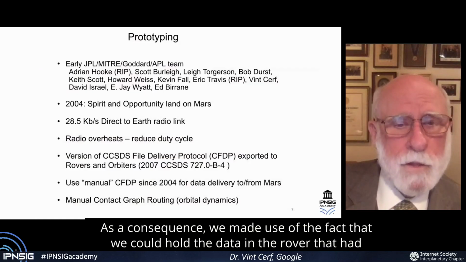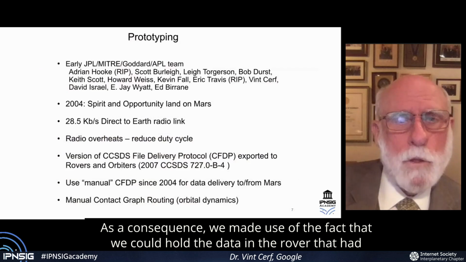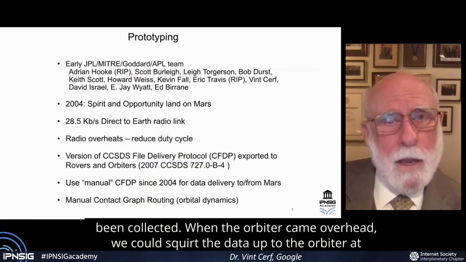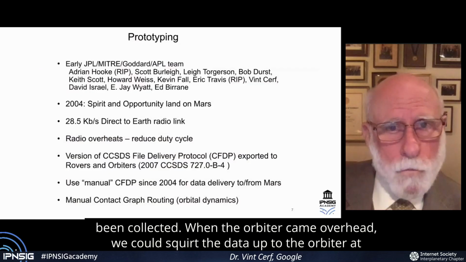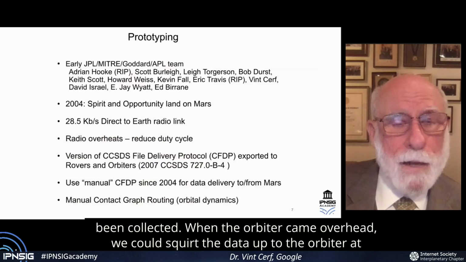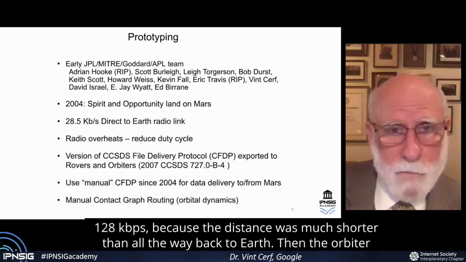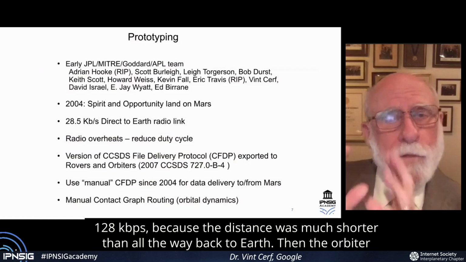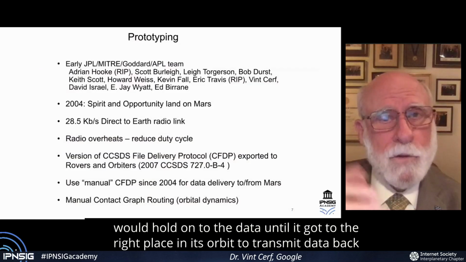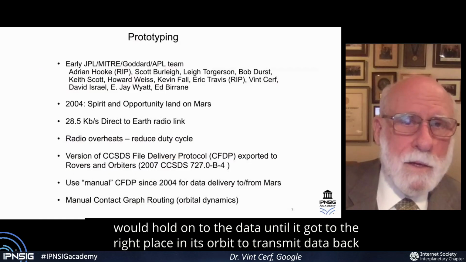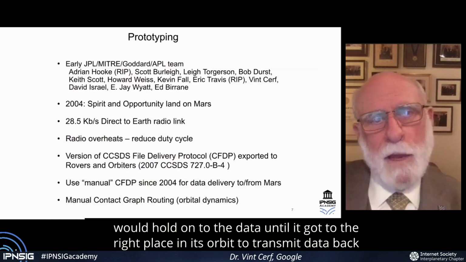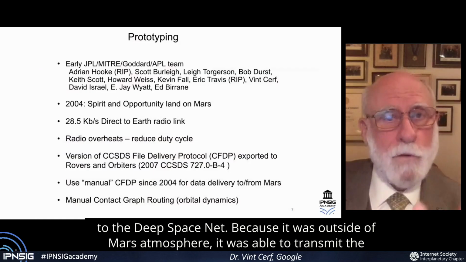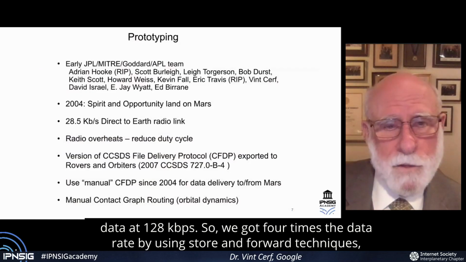And as a consequence, we made use of the fact we could hold the data in the rover that had been collected. And when the orbiter came overhead, we could squirt the data up to the orbiter at 128 kilobits a second, because the distance was much shorter than all the way back to Earth. And then the orbiter would hold on to the data until it got to the right place in its orbit to transmit data back to the Deep Space Net. And because it was outside of Mars' atmosphere, it was able to transmit the data at 128 kilobits a second.